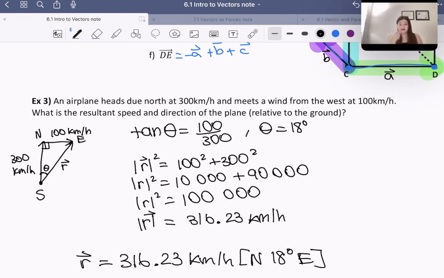So we've ended up going in this direction, even though our intention was to go straight north, right? Our intention was to go straight north. That's where we tried to go, but the wind kind of pushed us off track, and the airplane actually ended up going this way, even though it was trying to go due north. Good. Very good.